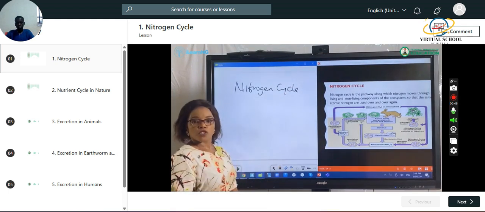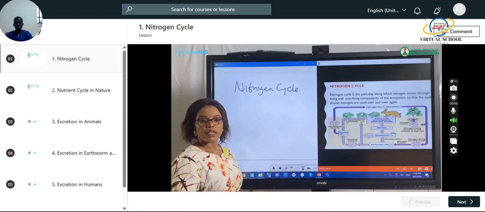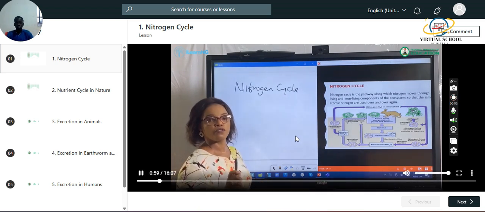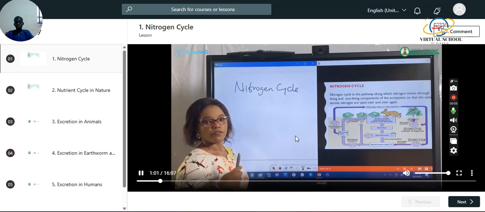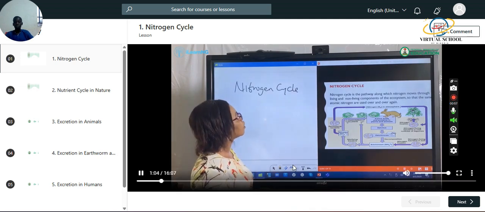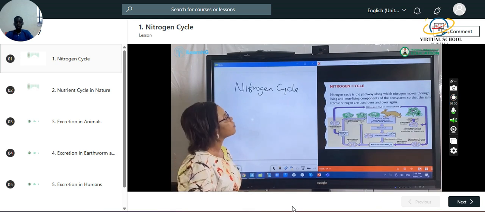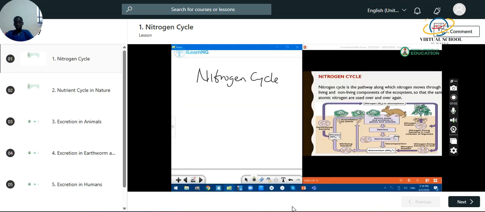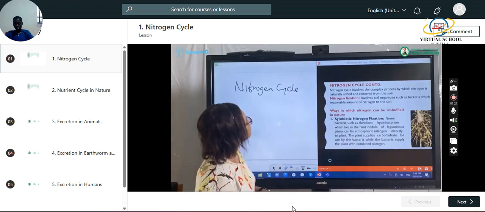Now in the previous class we talked about the nutrient cycle. We said that it is the circulation of various nutrients from one organism to another in the ecosystem. So the nitrogen cycle is the pathway along which nitrogen moves through living and non-living components of the ecosystem so that the same atomic nitrogen is used over and over again. Now looking at this diagram here, this is a diagram of a nitrogen cycle. We're coming back to this diagram later.